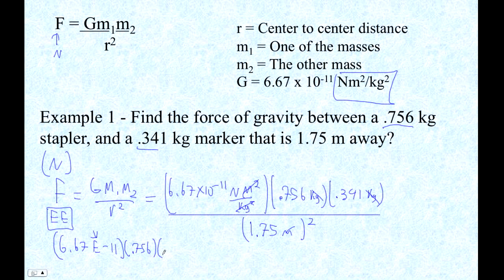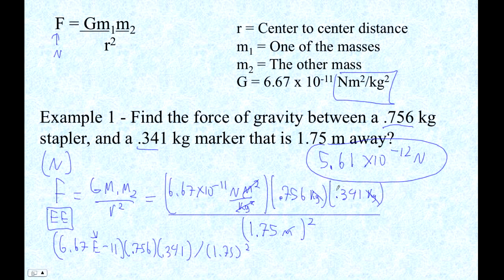0.756, 0.341 divided by 1.75 squared. So that guy, and I'm going to go E minus 11. Whoops. Okay, times 0.756 times 0.341. A marker. That's a very heavy marker. It's made of steel. Okay, divided by 1.75. I need a lesson on what the actual mass of ordinary objects is. I'm getting 5.61 times 10 to the minus 12th newtons.